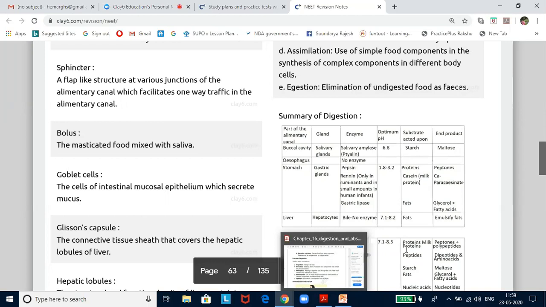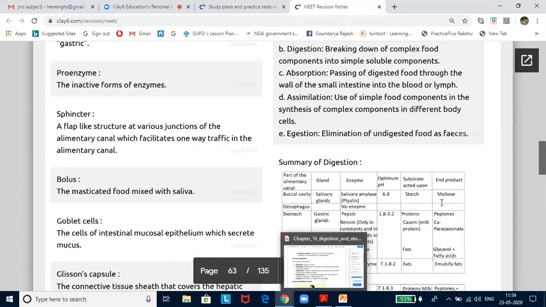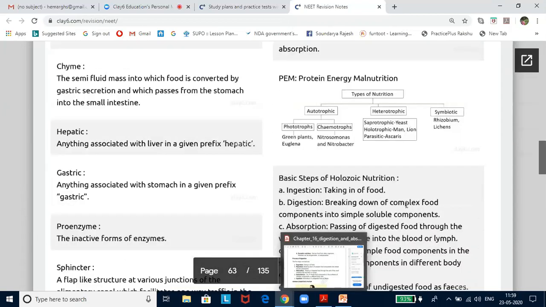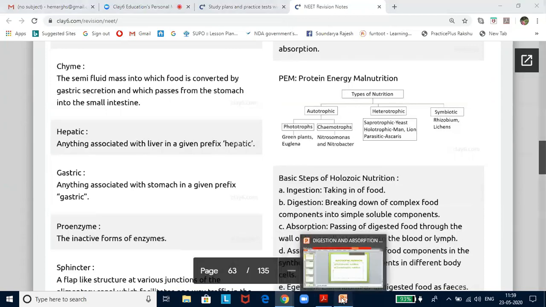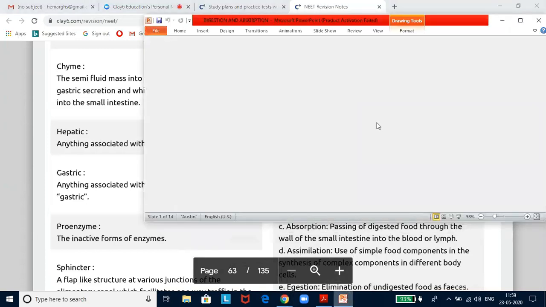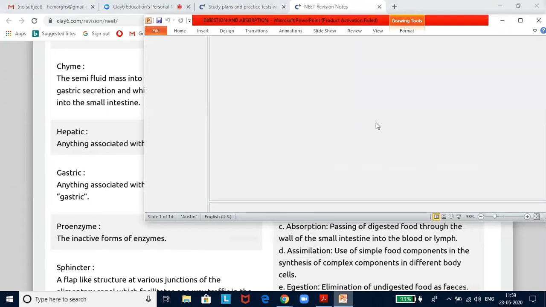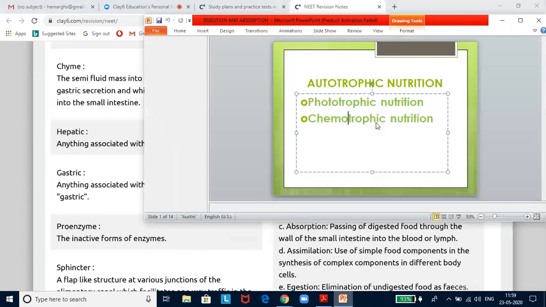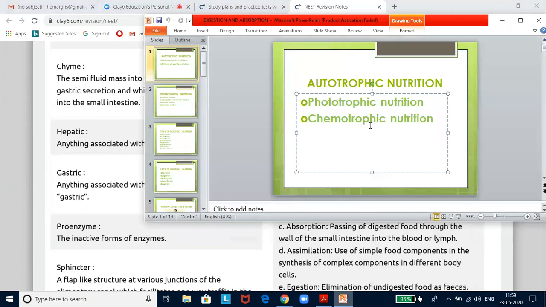Dietetics is the study and regulation of the diet. Now, depending upon the mode of nutrition, organisms can be classified into autotrophs, heterotrophs, and symbionts. Now, let us look into each of these. First, the autotrophs. Autotrophs are the organisms that prepare their own food.